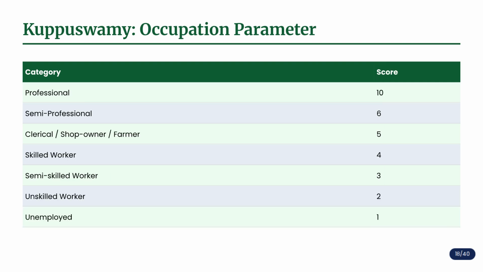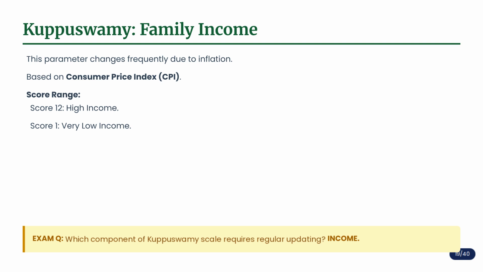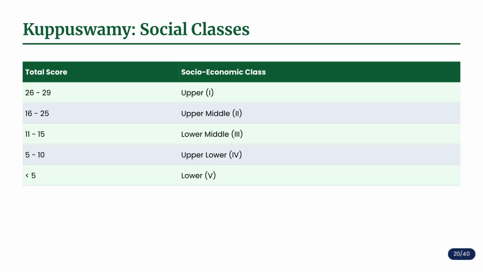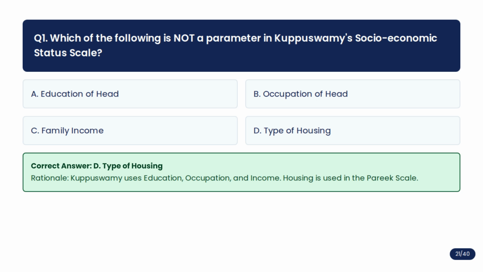This scale also scores the occupation of the head of the family using defined categories. The family income parameter changes frequently due to inflation and is scored from 1 to 12. A score of 12 indicates high income, and 1 indicates very low income. After calculating the total score from all 3 parameters, the family is classified into one of the 5 social classes defined by the Kuppuswamy scale. The correct answer is type of housing, which is not one of the 3 parameters in the Kuppuswamy scale.